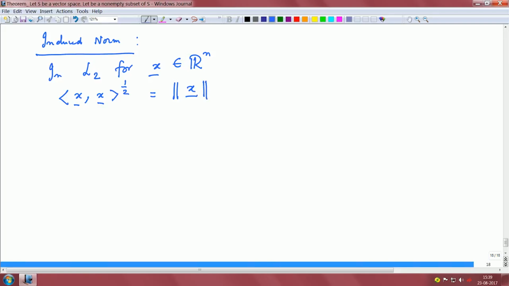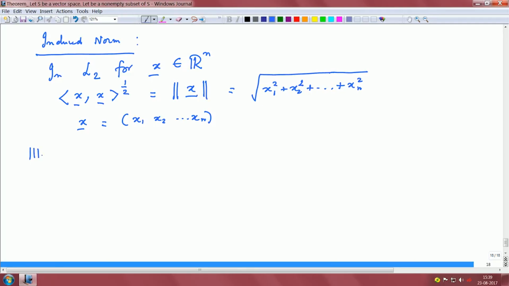It's trivial to figure out, and this is basically the square root of x1 square plus x2 square plus so on till xn square. And if you think about x as basically x1, x2, dot dot dot, xn, that means you have n coordinates.